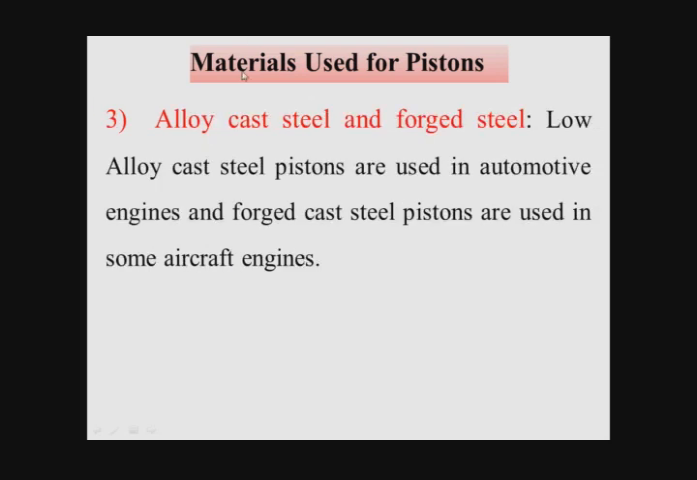Next, the third material used for pistons is alloy cast steel and forged steel. Pistons made from low alloy cast steels are used in automotive engines, and forged steel pistons are used in some aircraft engines.